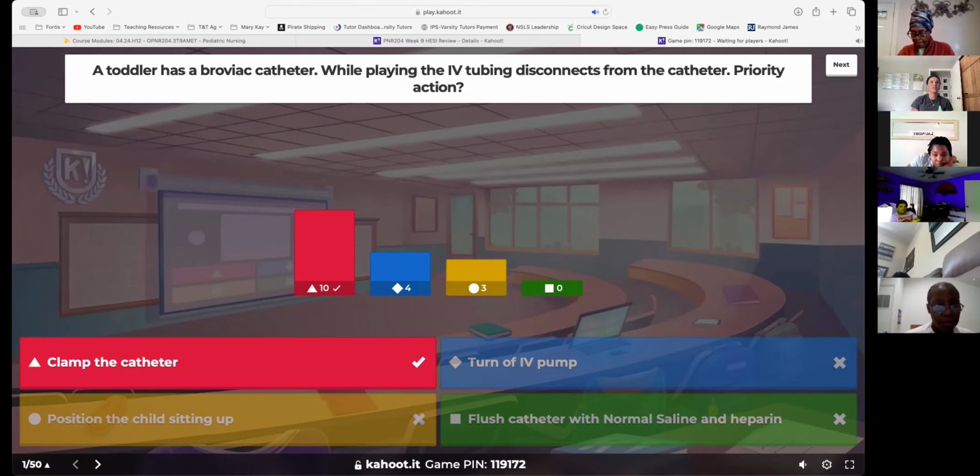So a Broviac is a central line. So not only do we have the risk of something getting into it if it becomes disconnected, but we also have the risk of blood pouring out of it since it is a central line. So our first intervention, if it becomes disconnected, is clamping that catheter.